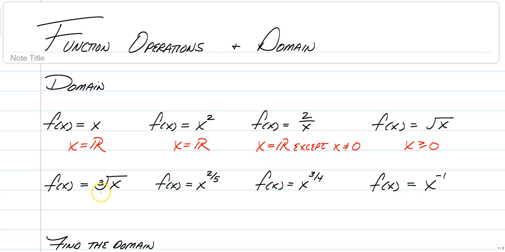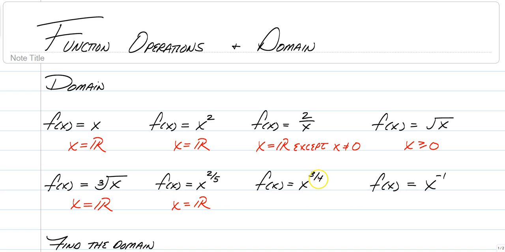Next one, cube root of x. You are allowed to take a cube root of a negative, a positive, and 0. So there are no restrictions. So x can equal all real numbers. That's your domain. This one. Now you are squaring something, and then you're going to take the fifth root. Now the fifth root is an odd root. And you can, as we just saw in the last example, we can take the odd root of anything. So this is x is equal to all real numbers again.